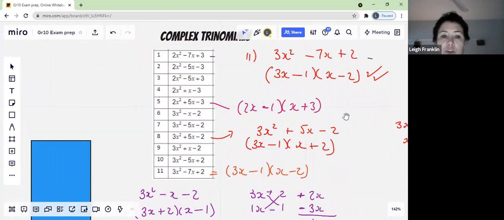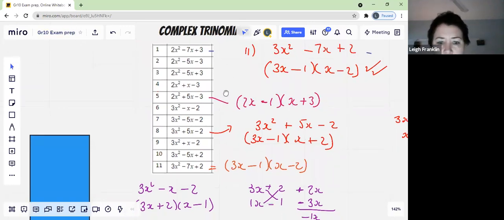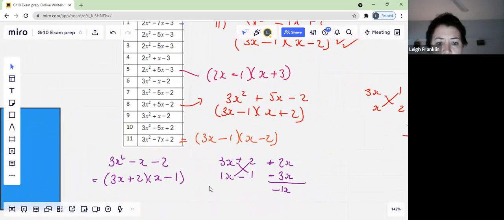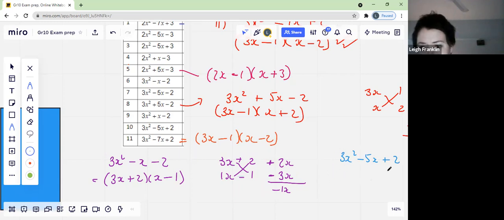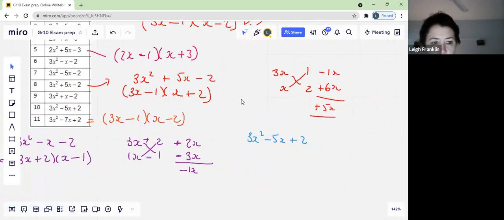So what you've got to do is make sure, just one last time, I know time's up, but let me just say it one last time. Karabo, let's have a look at number 10, okay? We've got 3x squared minus 5x plus 2. We still need to think about which two numbers we need to multiply together to get 3. We still need to think about which two numbers we multiply together to get 2. That's our starting point, okay?